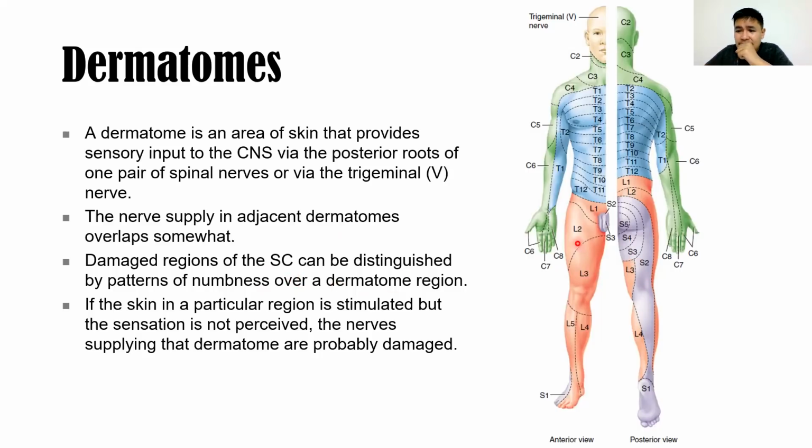So for example, there would be a problem with your lateral forearm and even your arm. C5, C6, there is a problem there. There is loss of sensation, numbness, tingling sensation. So it will help us distinguish that there could be a problem with C5 and C6 regions in the spine. It helps us distinguish patterns of numbness over a dermatomal region, showing the damaged region of the spinal cord. So if the skin in a particular region is stimulated but the sensation is not perceived, the nerves supplying the dermatome are probably damaged.